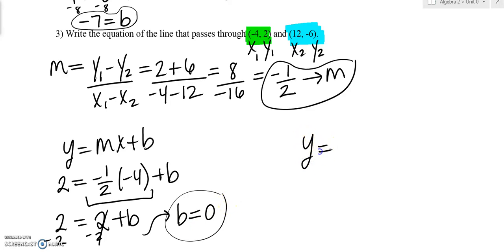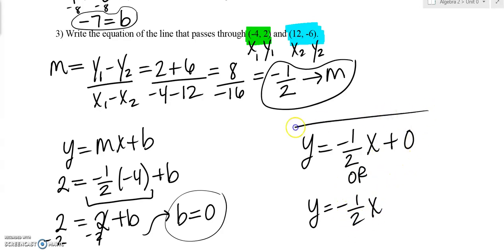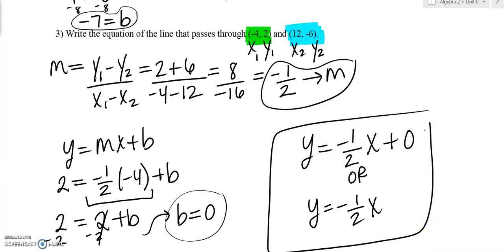Now remember, I want it to look like y equals m, which is negative 1/2, x plus b, and b is 0. So you can either leave it like that, or it'd also be great if you rewrote this as y equals negative 1/2 x. Either one of those, they mean the exact same thing. You don't necessarily need that plus 0 at the end. Okay, so problem 3 had many steps. We kind of had to start by getting the slope. We used that to get the b, and then we plugged in for our very final answer.